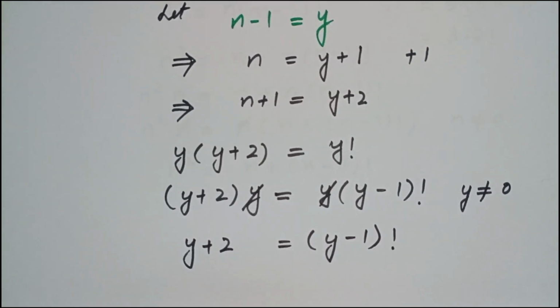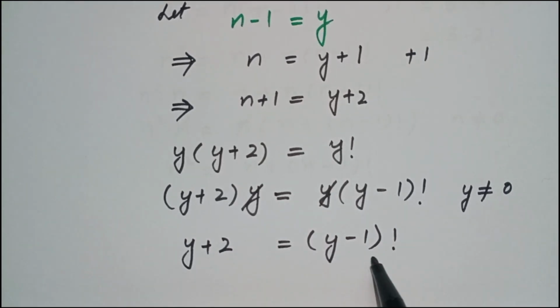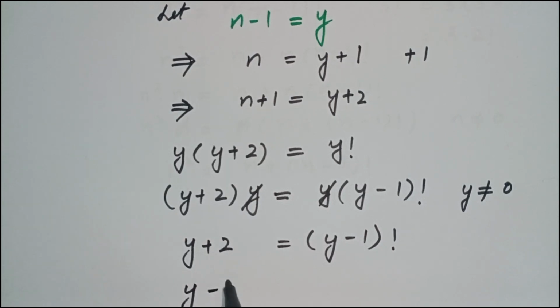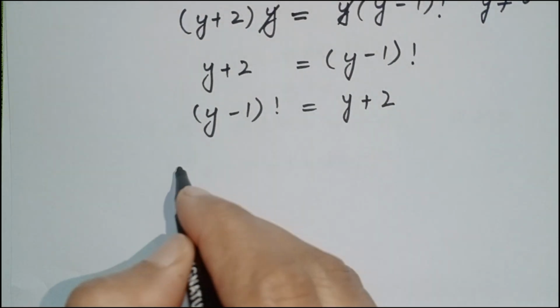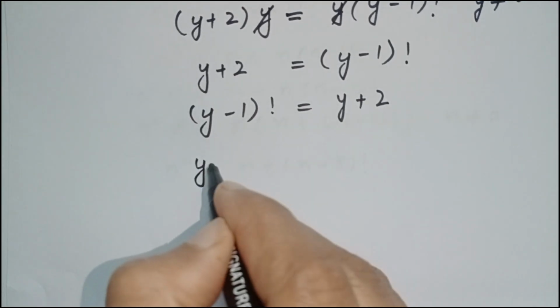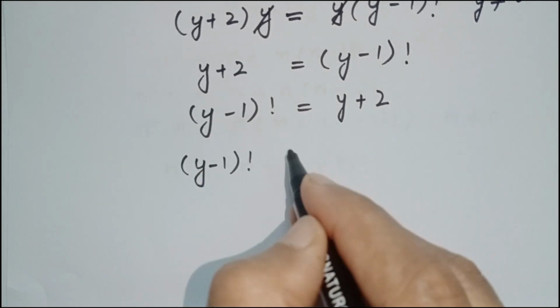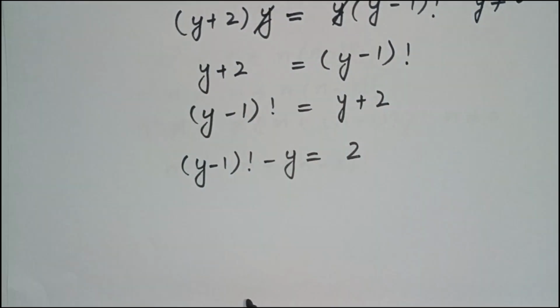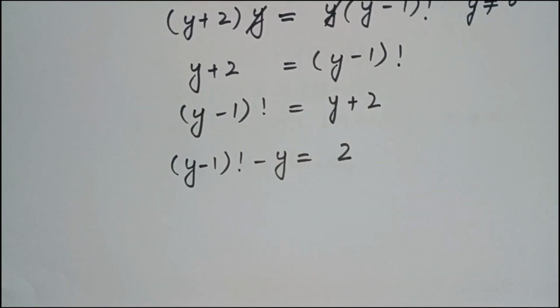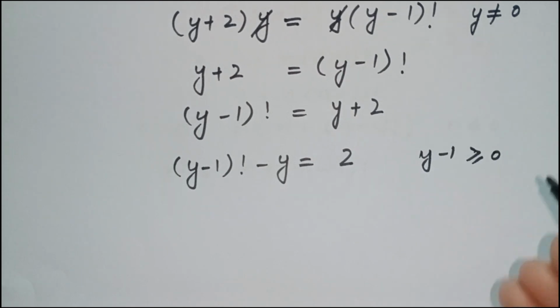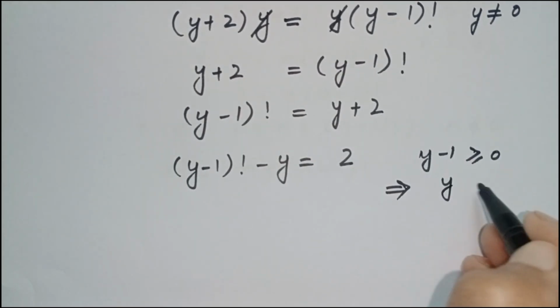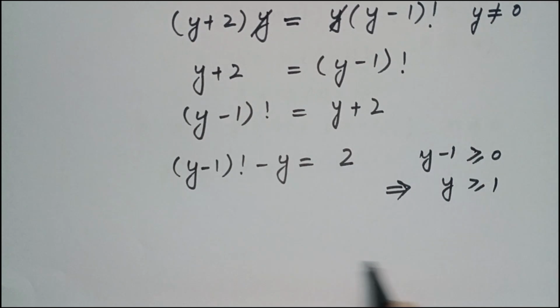Let's bring y minus 1 factorial to the left hand side. We'll just change the position. Y minus 1 factorial is equal to y plus 2. So bring y from right hand side to left hand side. We will write y minus 1 factorial minus y is equal to 2. Here y minus 1 factorial needs to be defined, so y minus 1 is greater than or equal to 0, which implies that y is greater than or equal to 1.